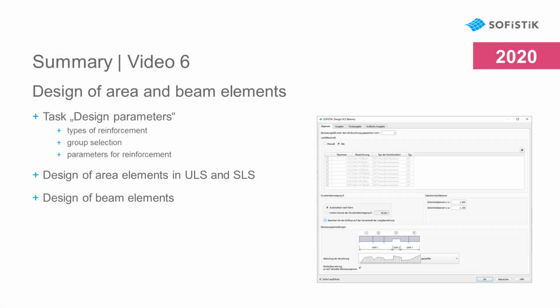In this movie, we showed you how to perform the ULS and SLS design check for area and beam elements. For the area elements, it was necessary to define the design parameters first. The results could be checked easily inside the report browser output.